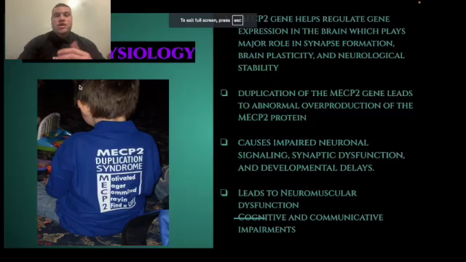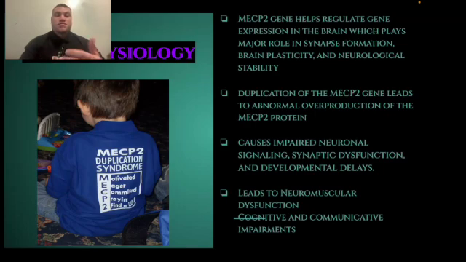So, the normal anatomy versus the pathophysiology of MECP2 duplication syndrome. In a typical brain, the MECP2 gene helps regulate gene expression in the brain. It plays a critical role in synapse formation, brain plasticity, and neurological stability. However, with the duplication syndrome, the overexpression of the MECP2 gene disrupts this balance, leading to neurological dysfunction.